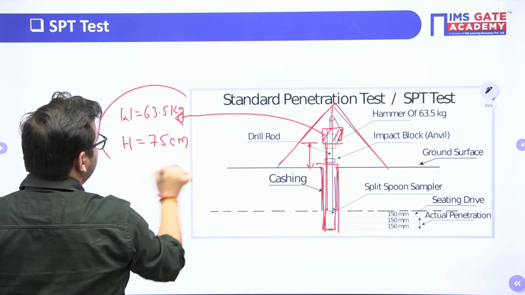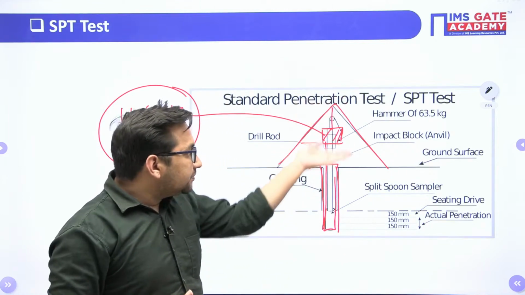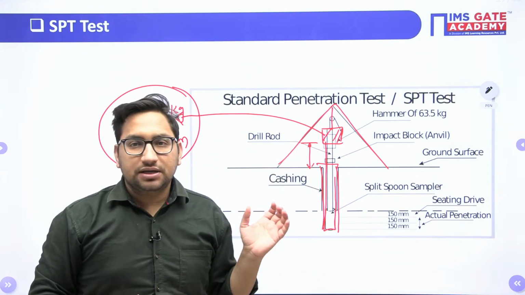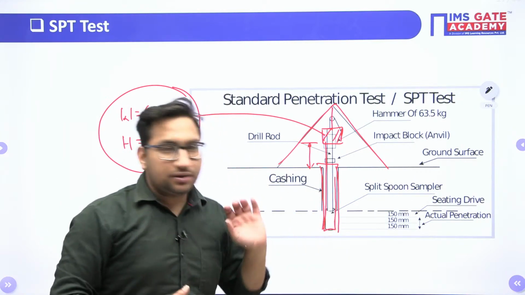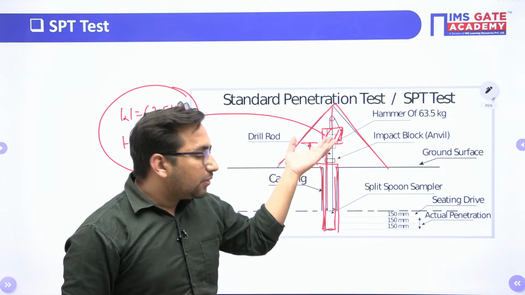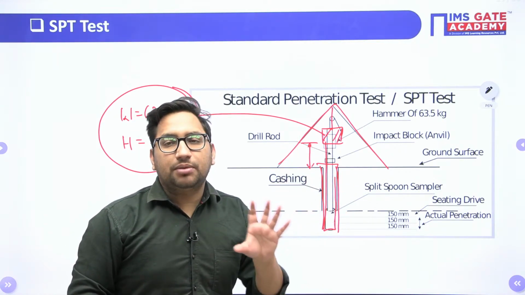That is 75 centimeter, right? Now what we do, when we apply the impact of the hammer on this split spoon sampler, there will be penetration of this sampler, right? So we calculate the number of blows required for 150 mm of penetration.